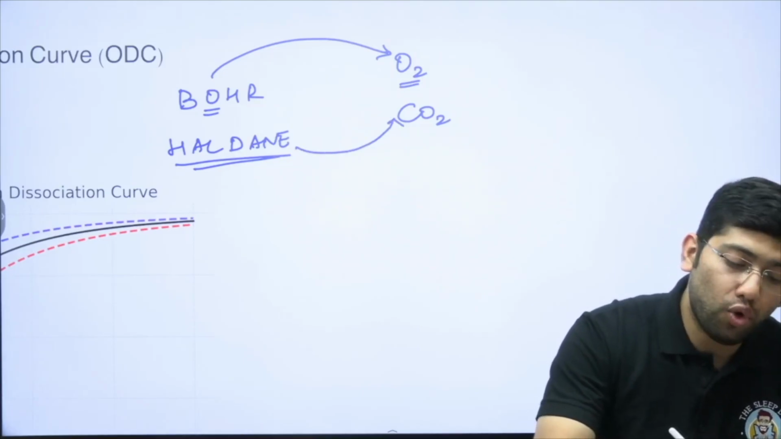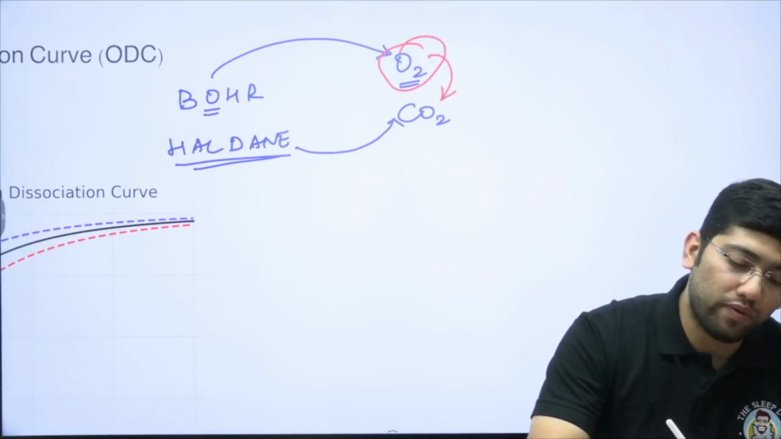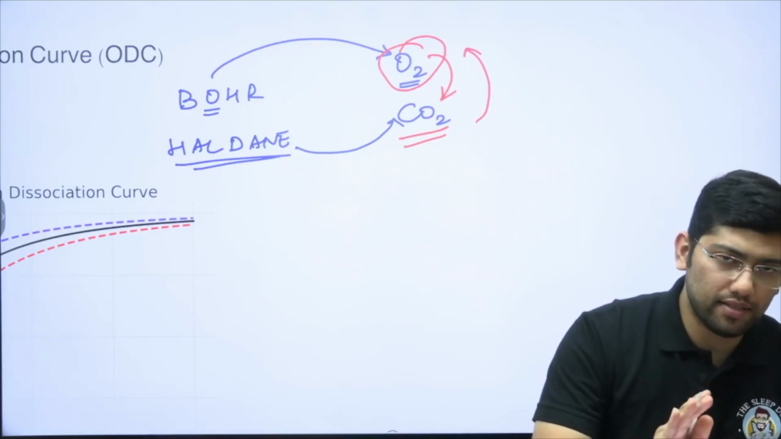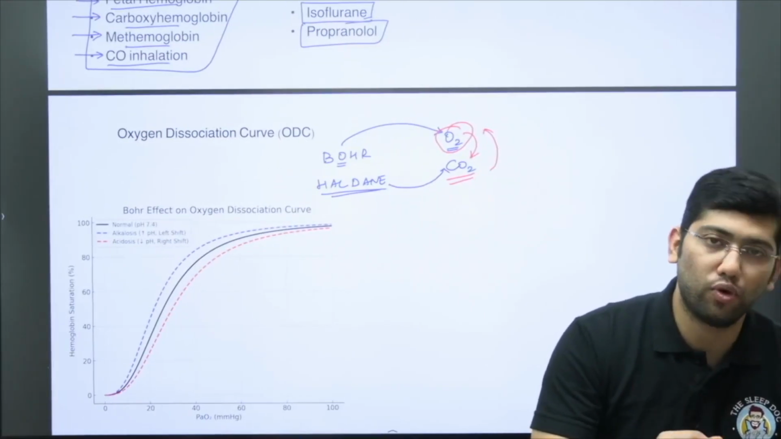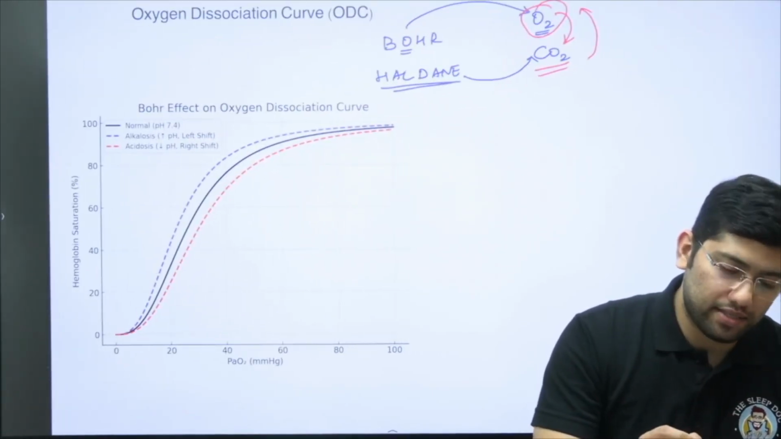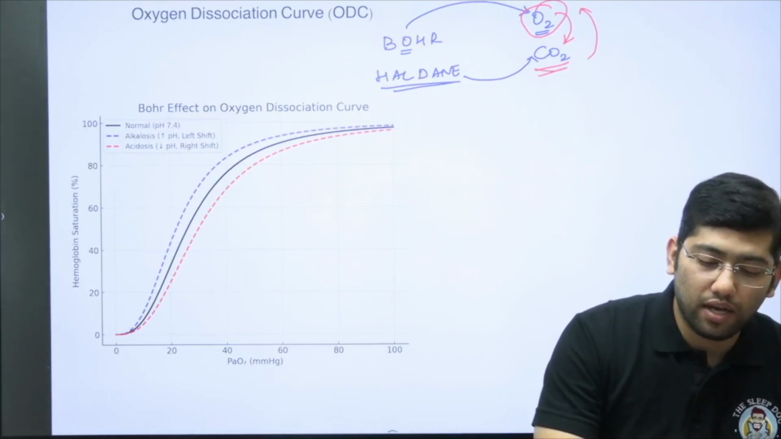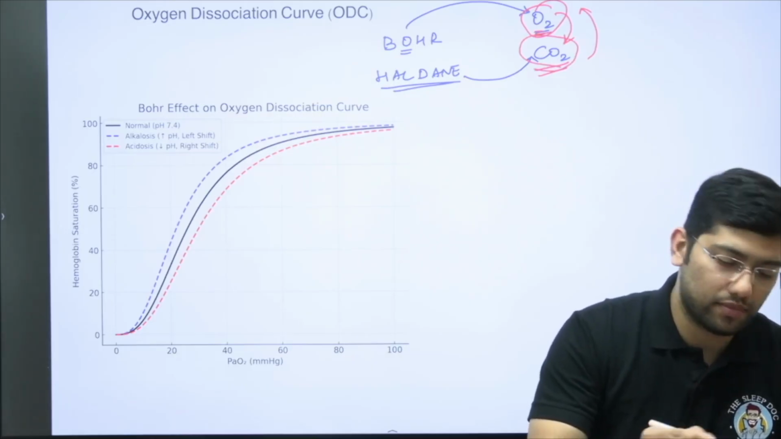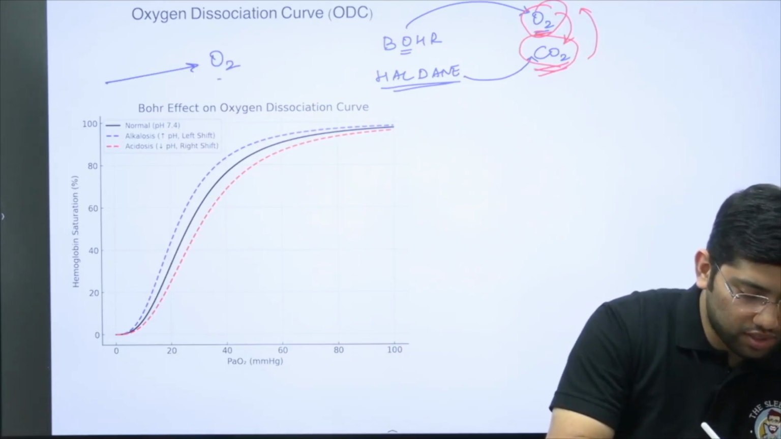Now, who will affect this oxygen? This carbon dioxide. And who will affect the carbon dioxide? The oxygen. With this understanding, let's go further to get a good understanding of the Bohr and Haldane effect. Now, this Bohr effect, as we learned, is the effect of carbon dioxide on oxygen. So, the Bohr effect has an effect on oxygen.